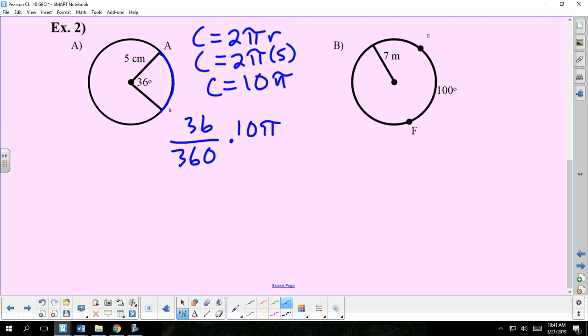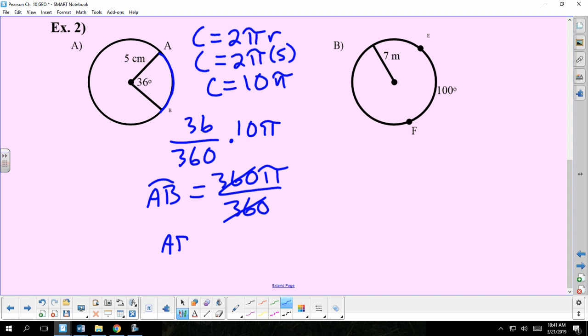So the length of AB is 360 pi over 360. Those will cancel out. So the length of AB is just pi. You guys try example B using that same procedure to find the length of EF.